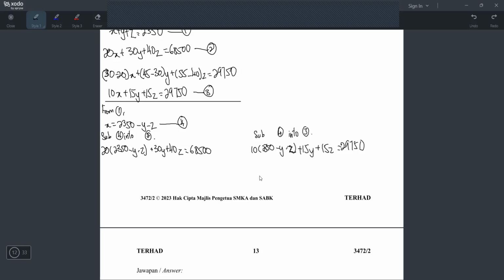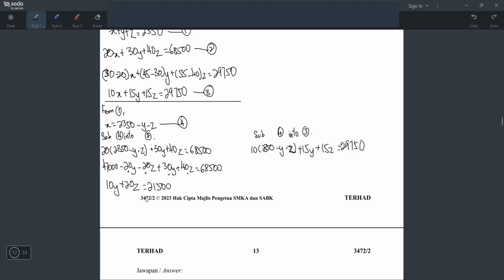Okay, what is 20 times 2350? 47,000. So 47,000 minus 20y minus 20z plus 30y plus 40z equals 68500. So y with y can combine. So negative 20 plus 30 is 10y. Negative 20 plus 40 is plus 20z. And then I will take 68500 minus 47,000. Okay, 21500. Of course, this is not the answer yet.